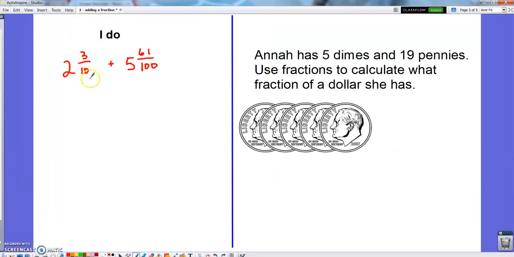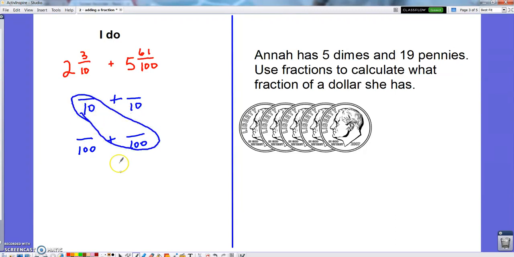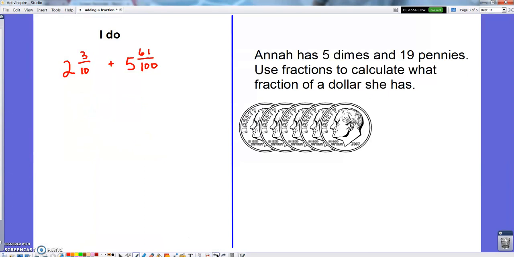I'm going to add 2 and 3/10 to 5 and 61 100ths. So as I just said, we have added tenths with tenths, or we have added hundredths with hundredths. We have never added tenths plus hundredths. We've never done that before. So we've got to come up with a way to do that today. And so let me talk you through what we're going to do.